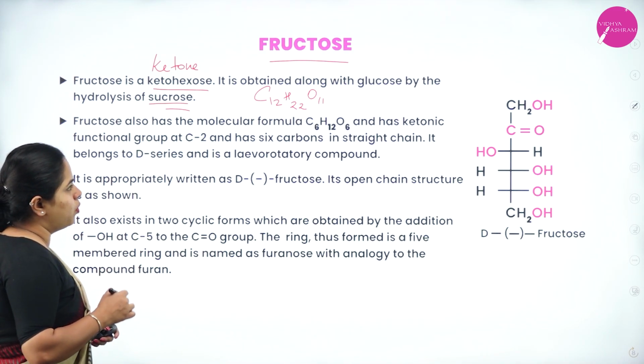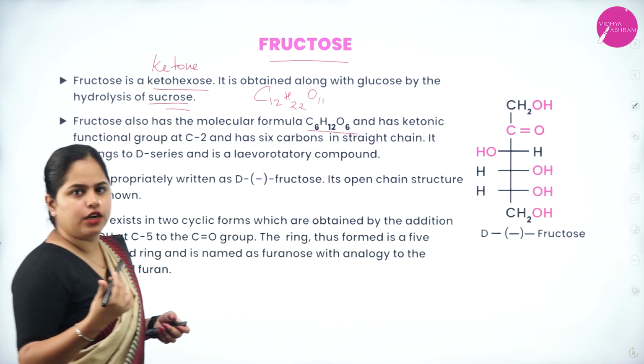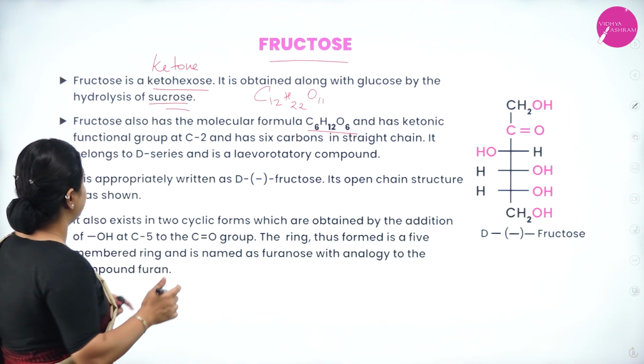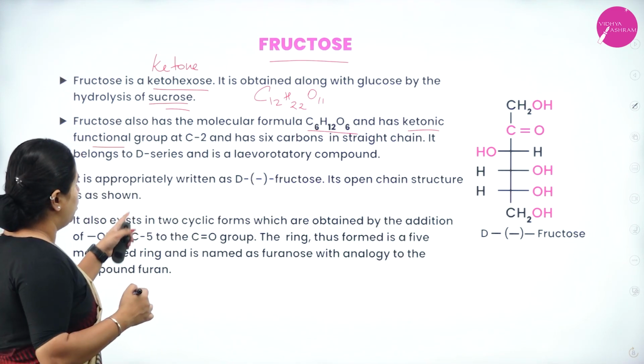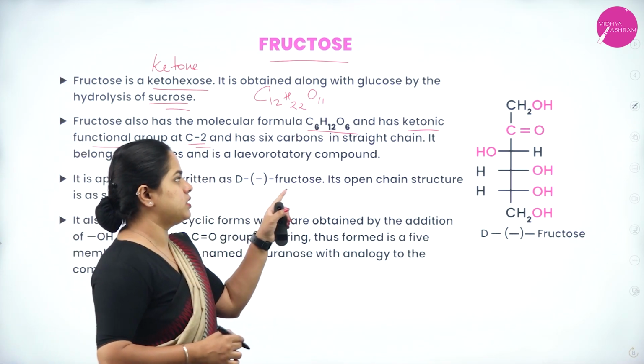Fructose also has the molecular formula C6H12O6, which is exactly the same as that of glucose. Molecular formula is the same, and it has a ketonic functional group. Which is the functional group here? It is the ketone group at the C2 carbon atom, and it has 6 carbon atoms in a straight chain.